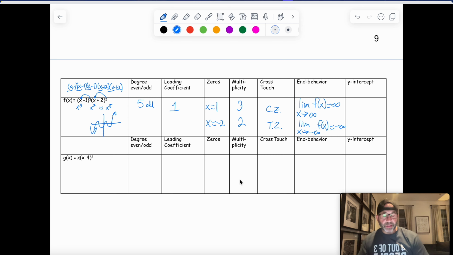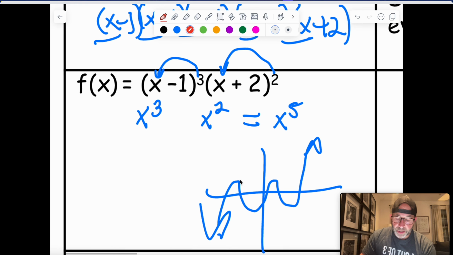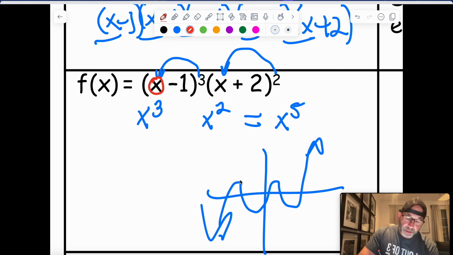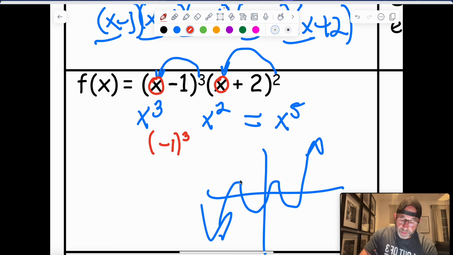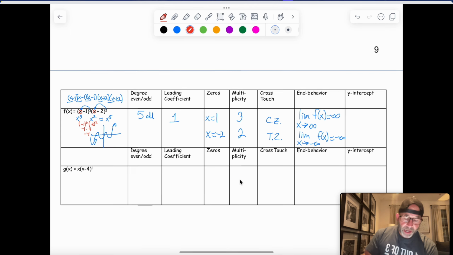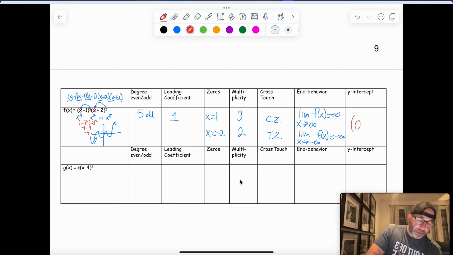I think the hardest part mathematically on this one is going to be what's the y-intercept. Now remember, the y-intercept happens on the graph when x is equal to 0. So if I put a 0 into this function right here, what do we end up with? Well, a 0 right here and a 0 right here would mean that we end up with a negative 1 to the 3rd power and then a 2 to the 2nd power. So this means we have a negative 1 times 4, which is just negative 4. So my y-intercept for this is going to be at 0, negative 4.